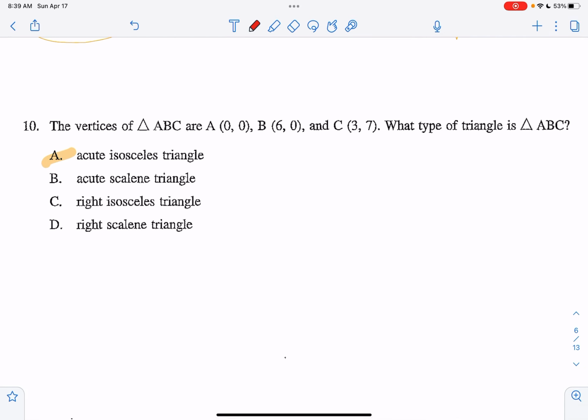Next for number 10, the vertices of triangle ABC are 0, 0 for A, B is 6, 0, and C is 3, 7. What type of triangle is triangle ABC? So it helps if you just draw a grid. So you have point A is 0, 0, that's the origin. Then B is 6, 0, that's over here for B. And C is 3 and 7.